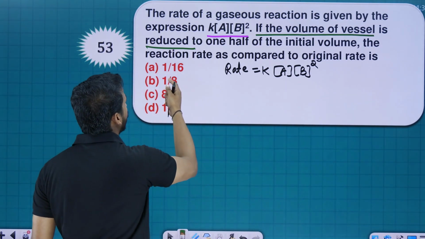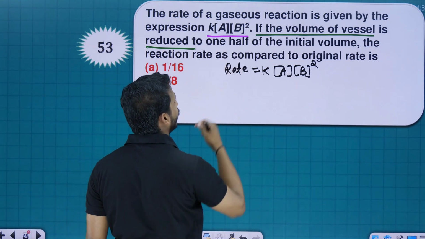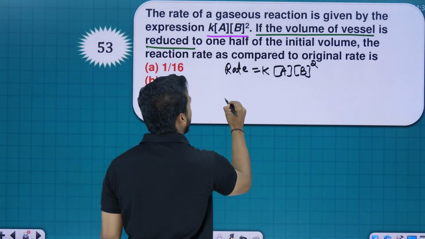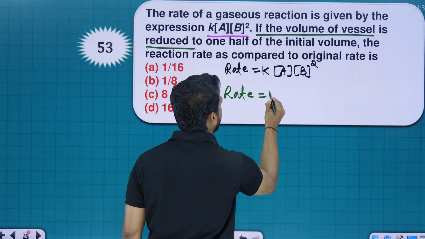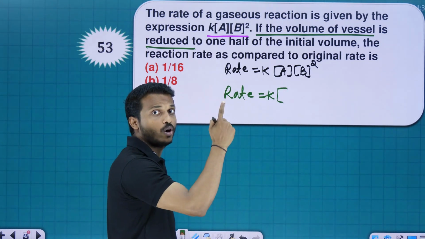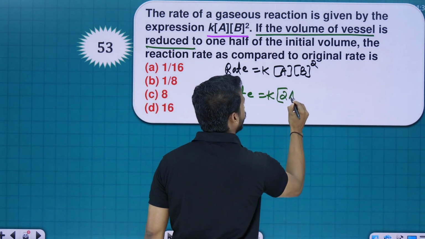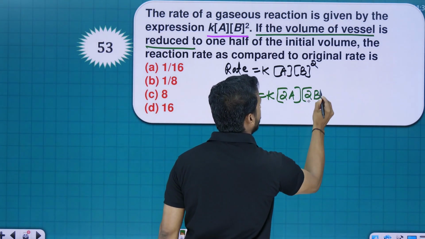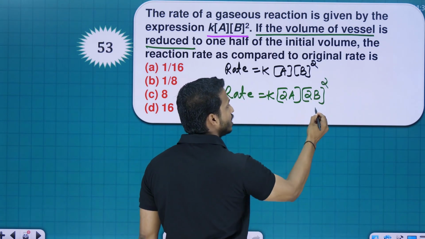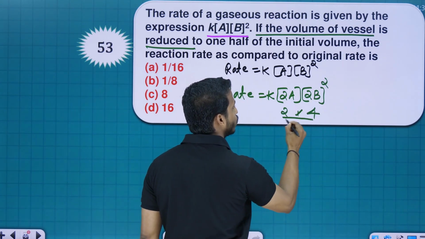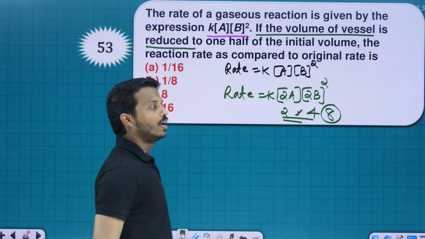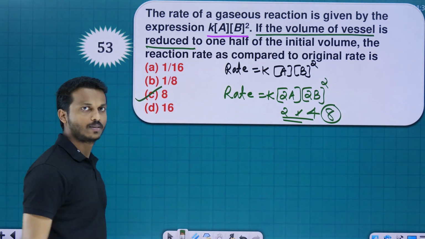So when the vessel volume is reduced to 1/2 of the initial volume, then what happened? The new rate is equal to, since the volume is reduced to half, the concentration of each reactant doubles. So A becomes 2A, B becomes 2B square. So 2 square is 4. 4 into this 2 is what? 8 times, the rate of the reaction increases.